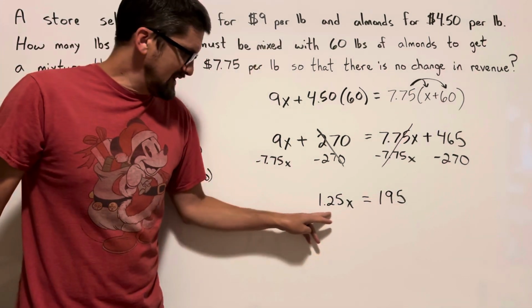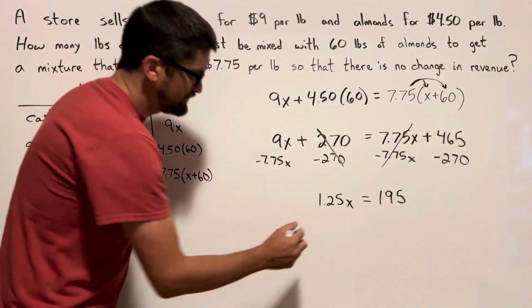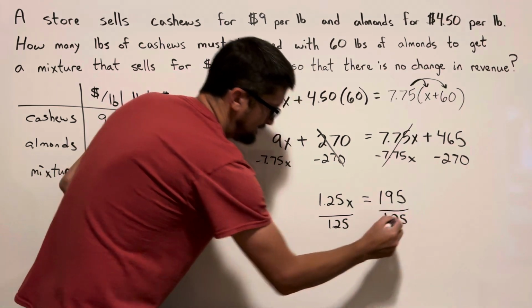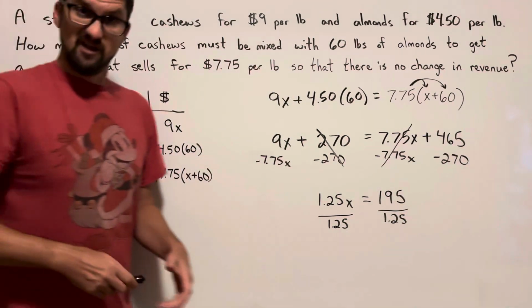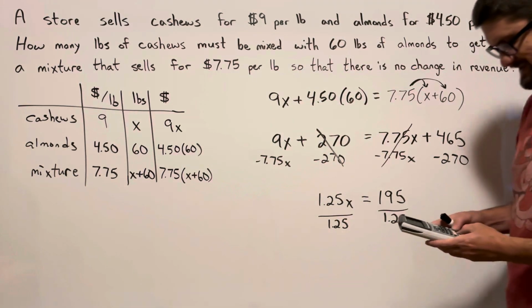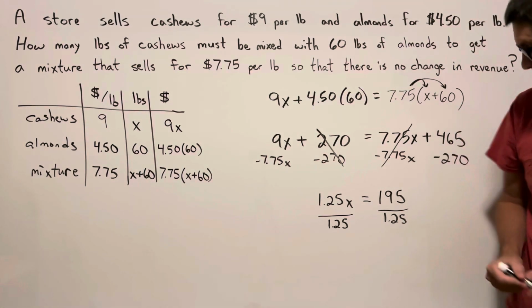And then to get X by itself, you're going to divide both sides by 1.25. All right, let's use a calculator. 195 divided by 1.25, that gives me 156.